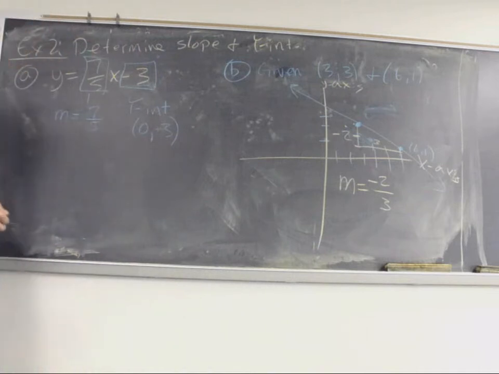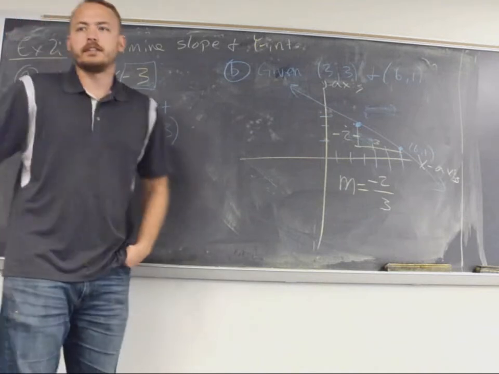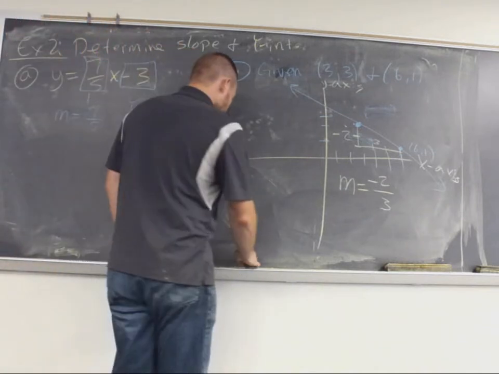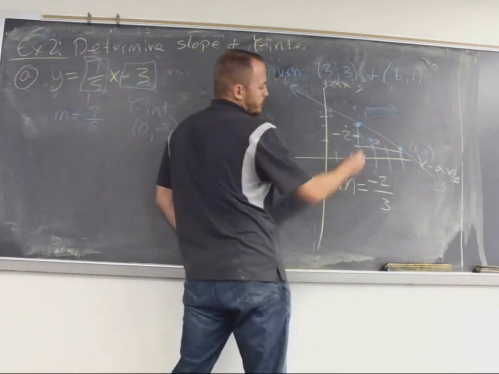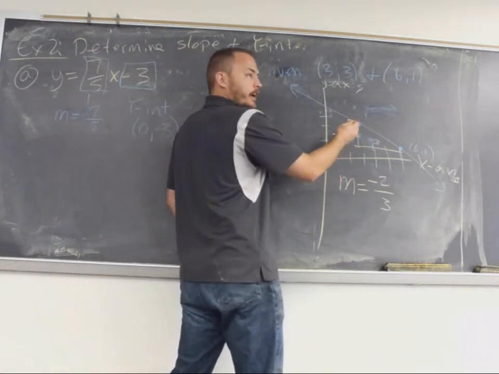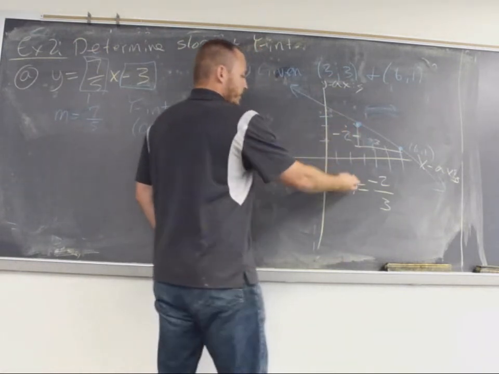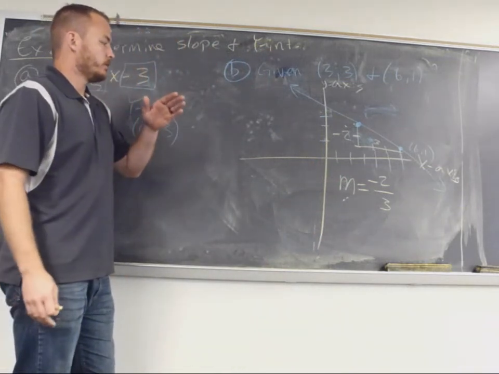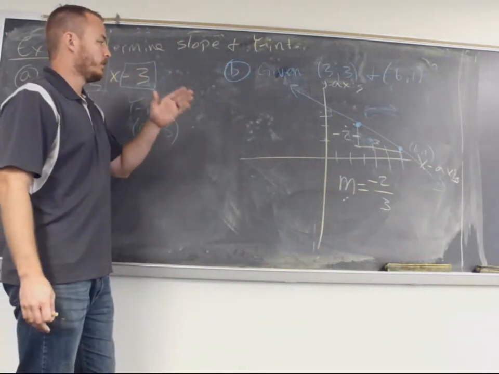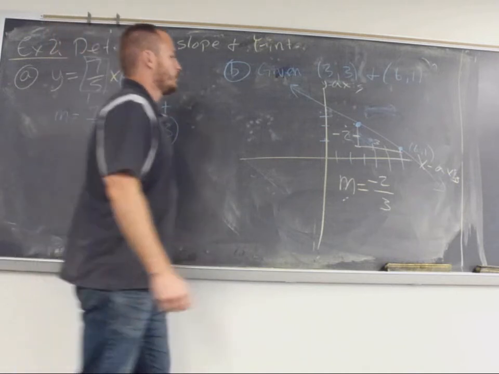So that still doesn't tell me my y-intercept, but it gets me closer. See if you can figure out the y-intercept. Go ahead and pause it. To find the y-intercept, all we have to do is simply start at this point and use our slope here. Go over 3 and then up 2.